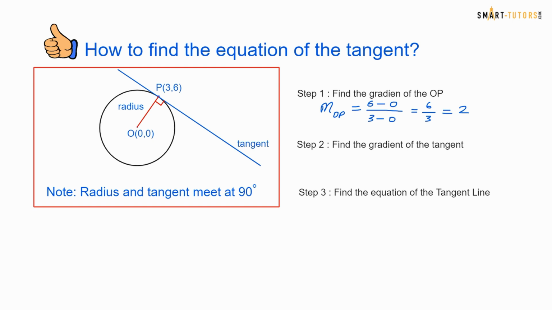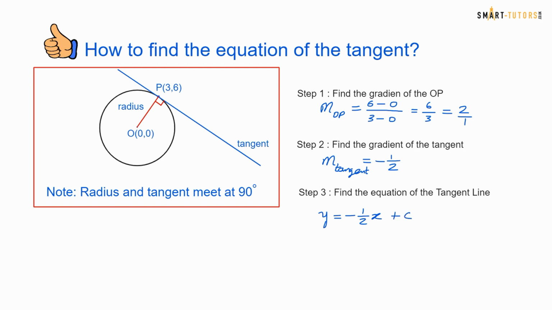Step 2, find the gradient of the tangent line. The tangent is perpendicular to the radius, so you need the negative reciprocal. So 2 over 1, if you flip it, becomes 1 over 2, negative. So the equation of the tangent line is y equals minus half x plus the intercept c.